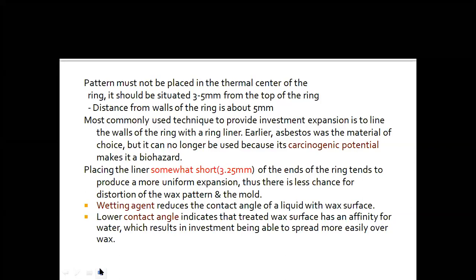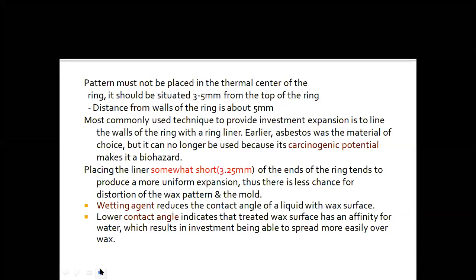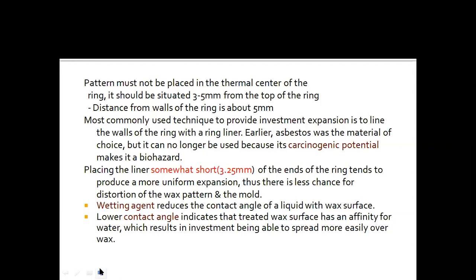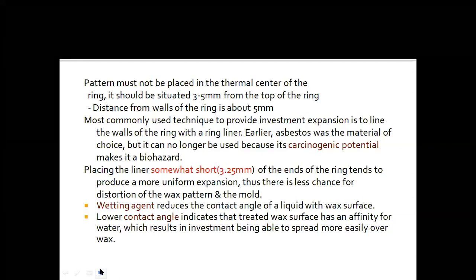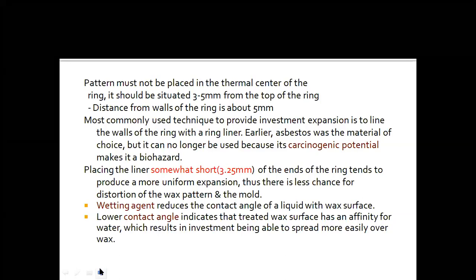Now we use cellulose liners, but currently there are also ringless systems, without a ring liner. There are systems where you don't require a ring liner. Now, placing the liner somewhat short: how short does the liner have to be? The liner has to be 3.25 mm short of the ends of the ring. This can also be asked as a question in the exam. They can specifically give you the number 3.25 mm, or they can give 3 to 4 mm. If that is the option, choose that. If they specifically give 3.25 mm, then you have to choose 3.25 mm as the option. There is no other way.